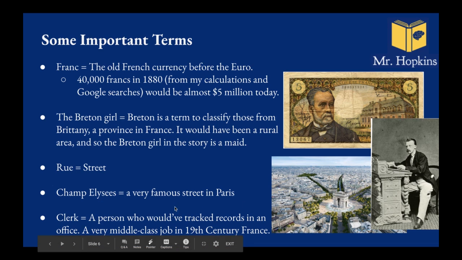Finally, a clerk. As we said, Maupassant's dad was actually a clerk. A clerk is a person who tracks records in an office. In 19th century France, it's still a good job. It's still a respected job, but you have to be literate. You have to be able to read and write. You have to be well educated. But it is a lower level job of the aristocracy and of the ruling class. It's one of the lowest levels of that sort of class. So it's a very middle class job.